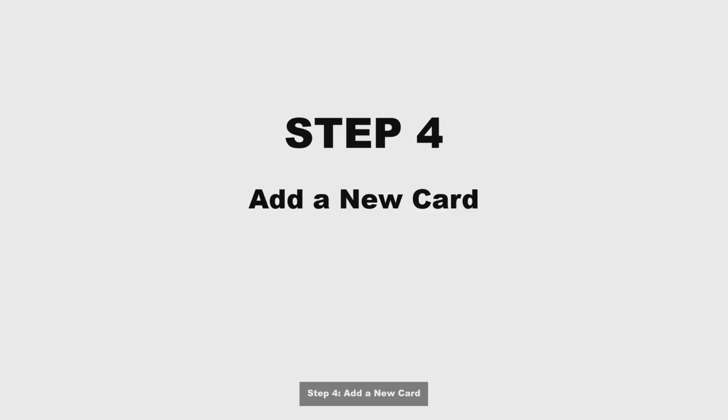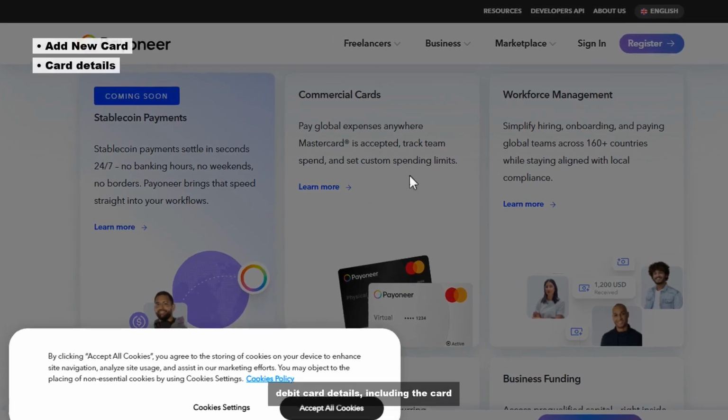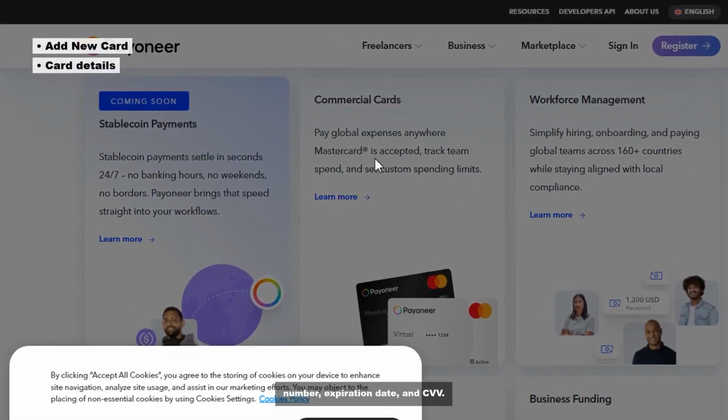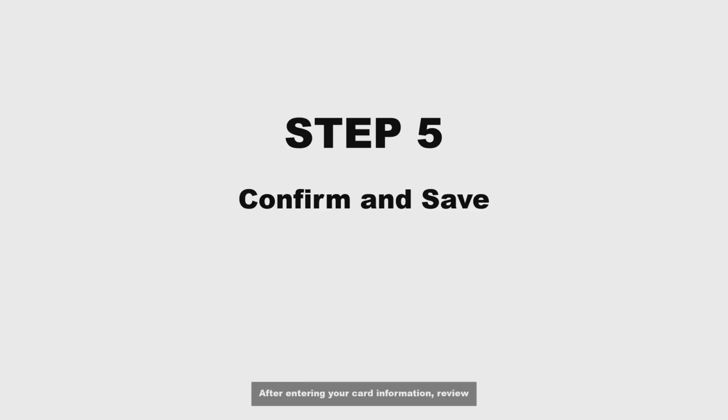Step 4. Add a new card. Tap on the Add New Card button. Enter your debit card details, including the card number, expiration date, and CVV. Step 5. Confirm and save.